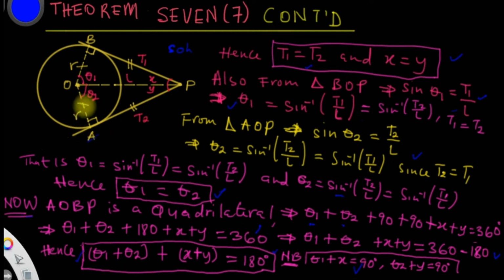In the same way, if we consider triangle AOP, since this angle is 90 degrees, it is a triangle, so the remaining angles must sum to 90, so that 90 plus 90 will give us 180, the sum of the total angles in a triangle. It means that theta 2 plus y must also give us 90 degrees. So that's why we are saying that theta 2 plus y is also equal to 90 degrees.